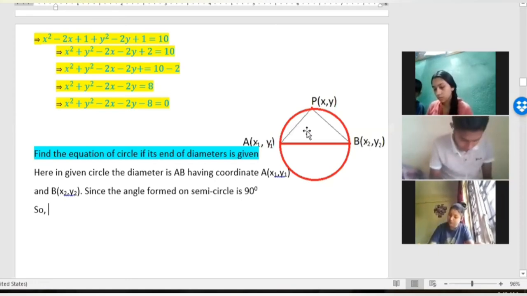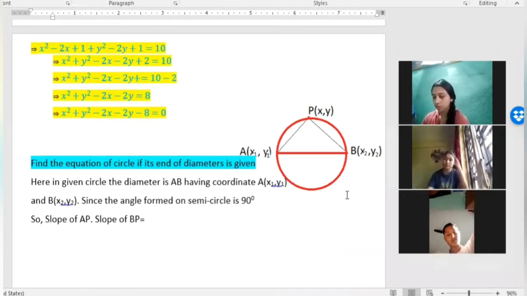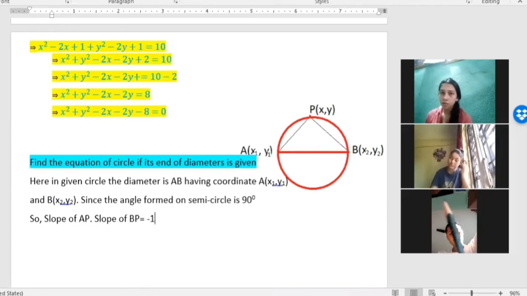Yes or not? Yeah. The slope of AP multiplied by the slope of BP must be equal to what? Minus 1. Why minus 1? Because they are perpendicular to each other. We have already learned in the slope topic that if the angle is 90 degrees, then the product of slopes is minus 1. It must be minus 1 here.